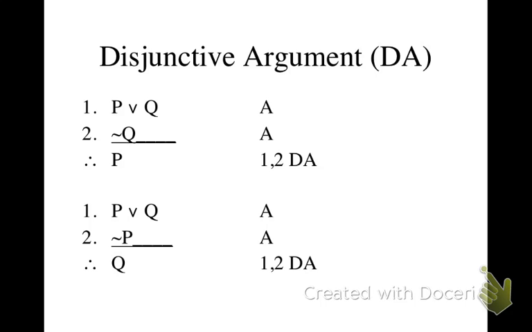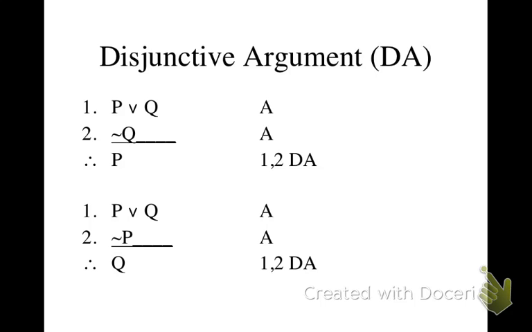For example, if you have P or Q, and then you also have not Q, then you can derive P by disjunctive argument. Alternatively, if you have P or Q, and then you also have not P, then you can derive Q. So you can have the negation of either disjunct.